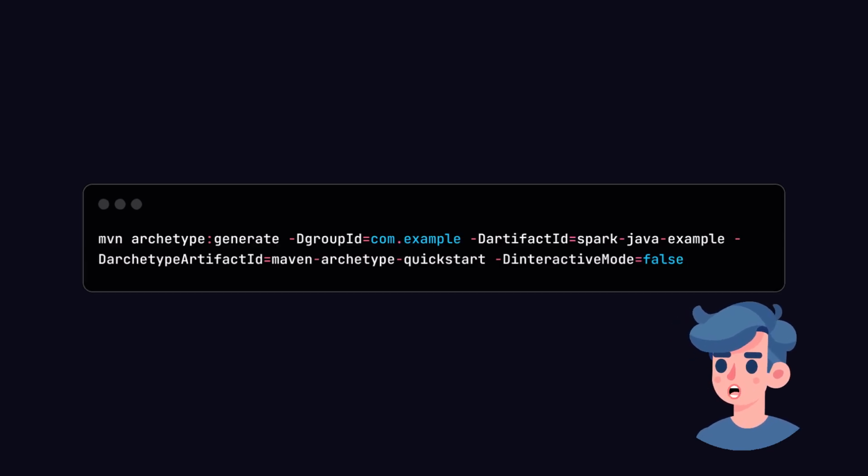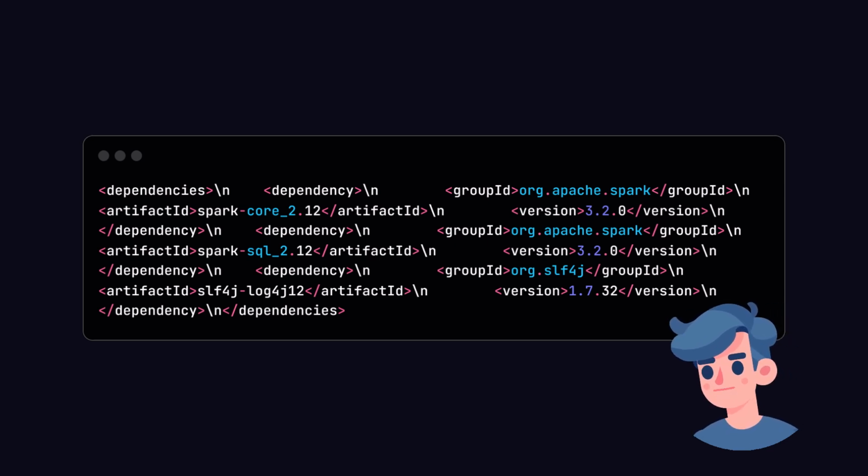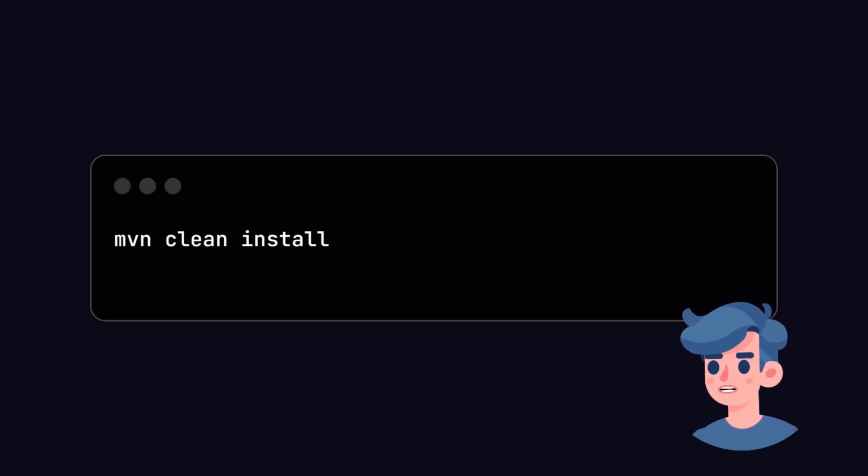Now, let's create a new Maven project for our Java application. In your terminal, execute. This command will create a new Maven project in a folder named SparkJavaExample. Next, we'll add the necessary dependencies for Apache Spark in our pom.xml. Open the pom.xml file and add the following lines. After adding the dependencies, run mvn clean install in the terminal to download all required libraries and build the project.